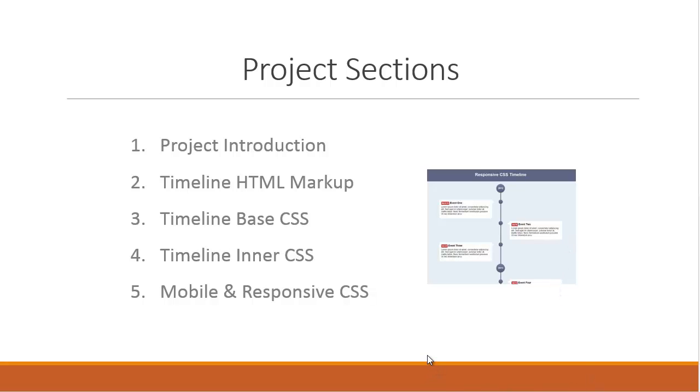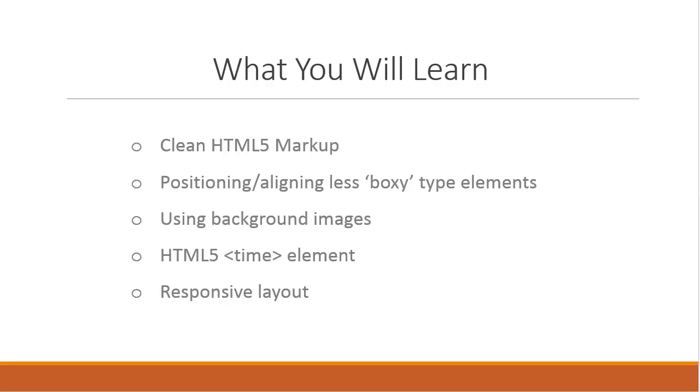All right, so as far as the sections, we have the introduction, we have the timeline HTML markup, the base CSS, which will be, for instance, the body, the header, things like that, and then the timeline inner CSS, where we'll style the background images, the event blocks, and so forth. And then, of course, we'll make it responsive, so we'll be able to view it on smaller screens, and we'll switch all the blocks over to the right and move the timeline to the left, okay, to make it look good on mobile devices.